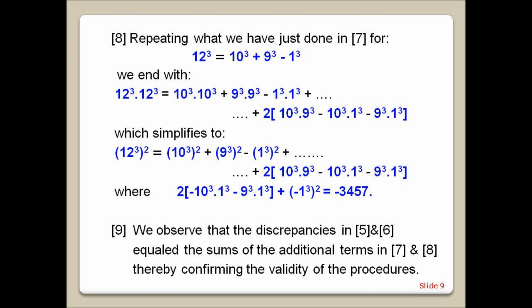Repeating what we have just done in 7, for 12 cubed equals 10 cubed plus 9 cubed minus 1 cubed, we again find that the extra terms sum to the value of the inequality found in 6. To recap, we observe that the discrepancies in 5 and 6 equaled the sums of the additional terms in 7 and 8, thereby confirming the validity of the procedures.